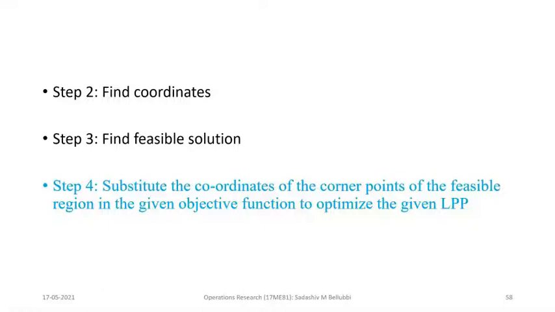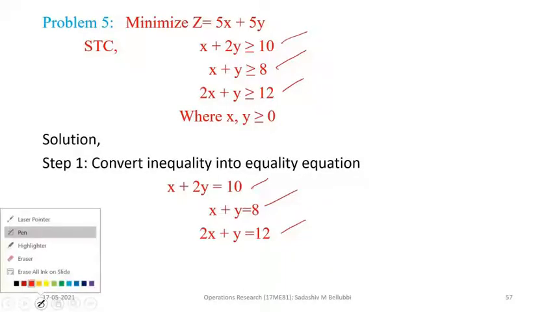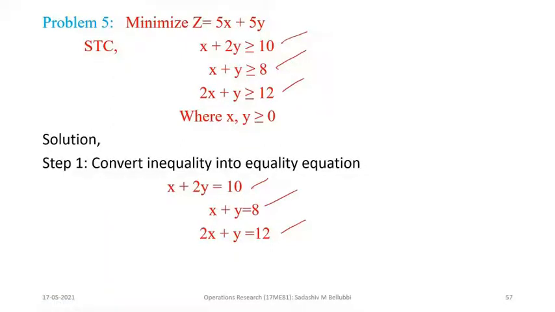We can now find coordinates. So what is the second step? We need to find the coordinates. So how to find the coordinates? For the first line, x plus 2y, you can solve the problem simultaneously.